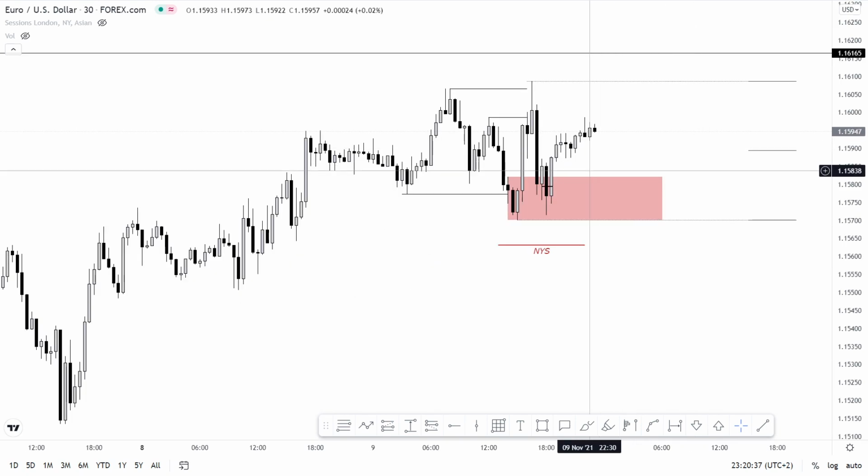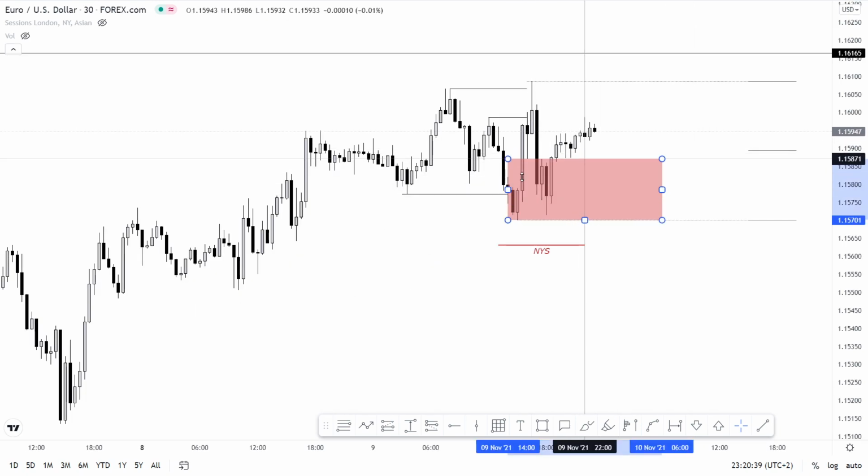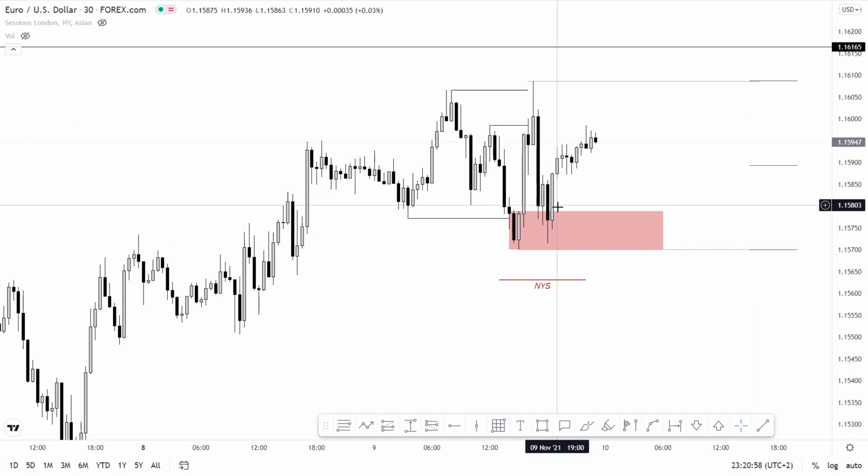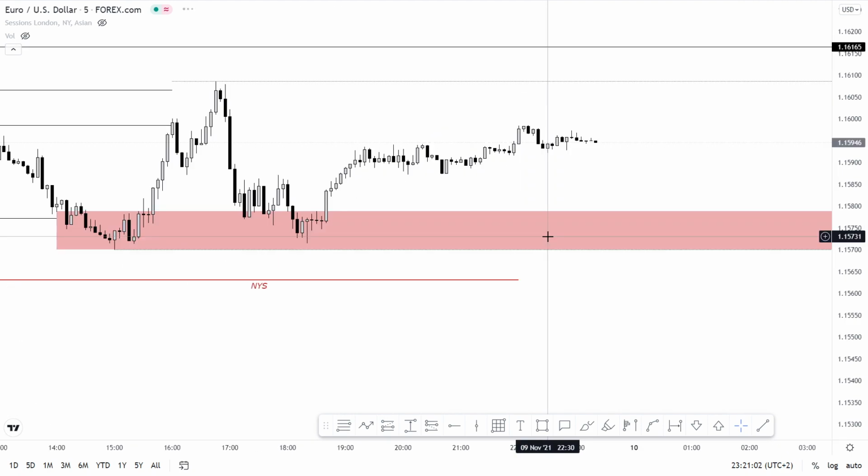We saw a clear demand level from the M30, which was here, and then from there we saw price trade into that demand level, attempting to make a bullish move, but then it failed a little bit, and then it traded low. So after seeing all this, I went to the M5 and then to the M1.